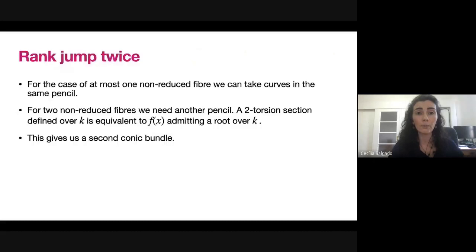Theorem 1. For rank jump twice, just to conclude, we can use curves in the same conic bundle when I have at most one non-reduced fiber. With two non-reduced fibers, we need a second conic bundle, and that's where the hypothesis on torsion comes in.